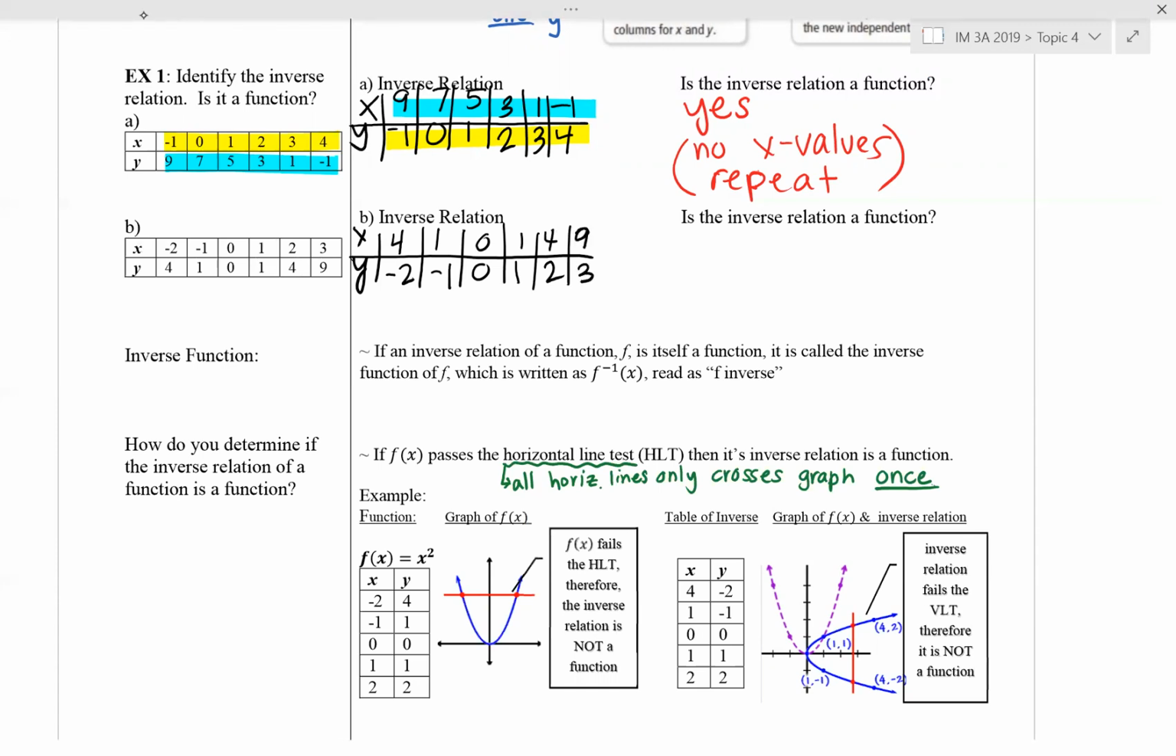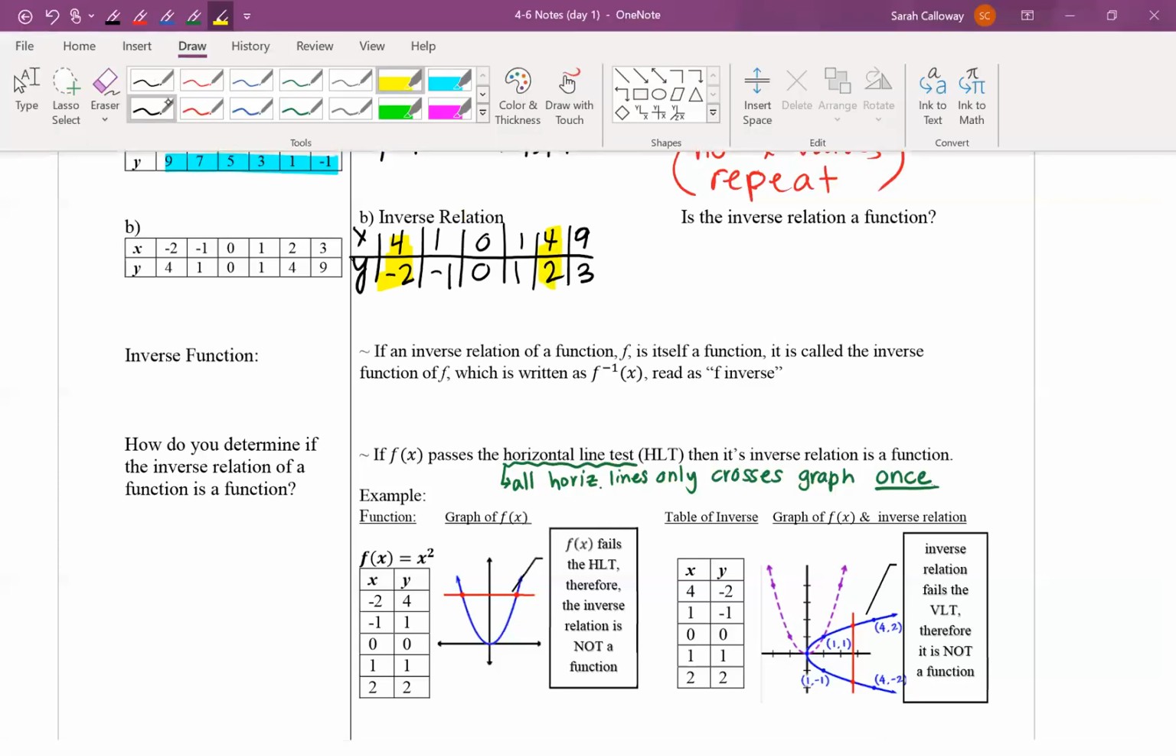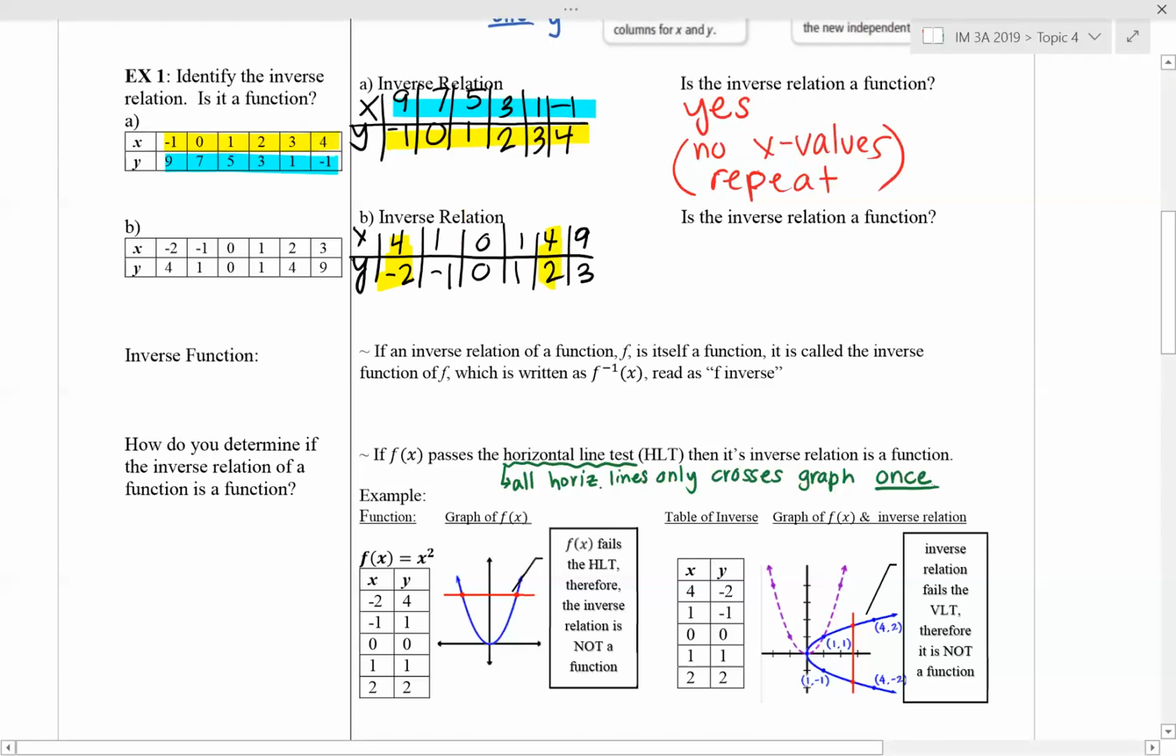And so when we're asking if this inverse is a function, we're looking at the x values. So notice that we have 2 points that have an x value of 4. We actually also have 2 points that have an x value of 1, but this one situation is enough to tell us that no, this inverse is not a function.